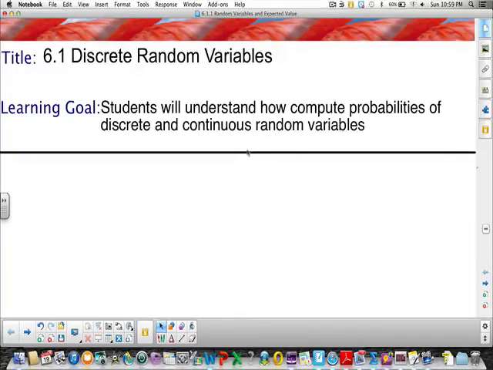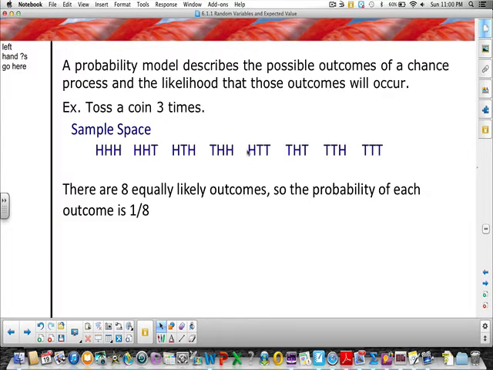All right, in this lesson, you guys are going to start on the next chapter that we're going to work on, which is about random variables. So today we're going to focus on what are called discrete random variables. The learning goal is that you will understand how to compute probabilities of discrete and continuous random variables. But today we're just going to focus on the discrete part of that.